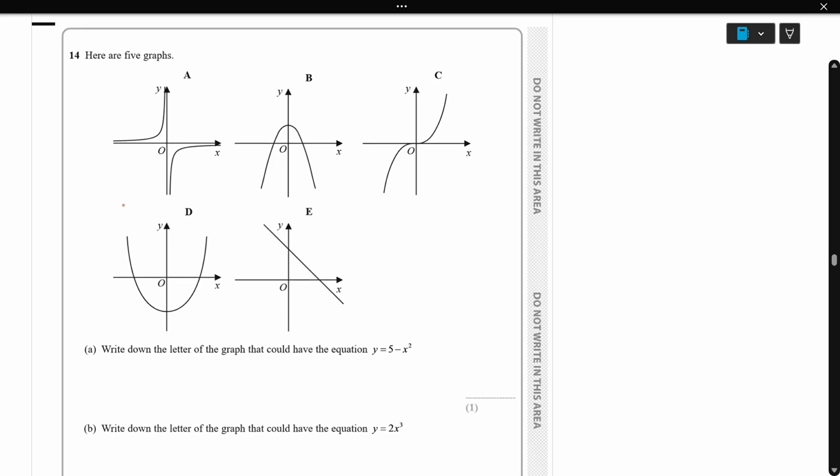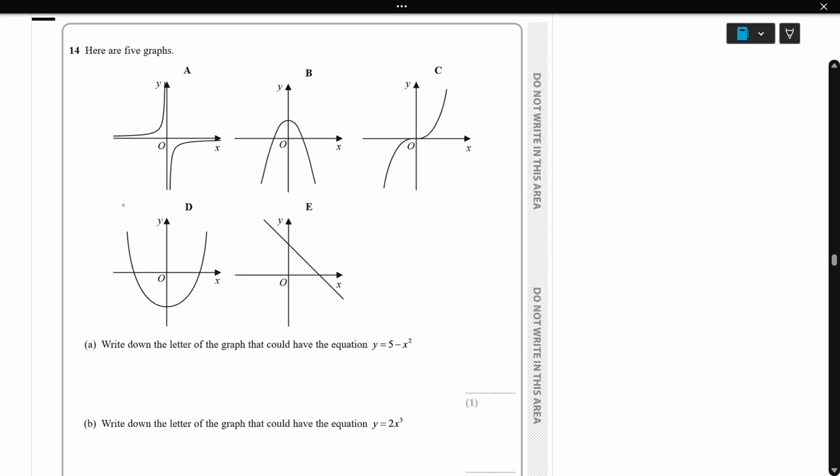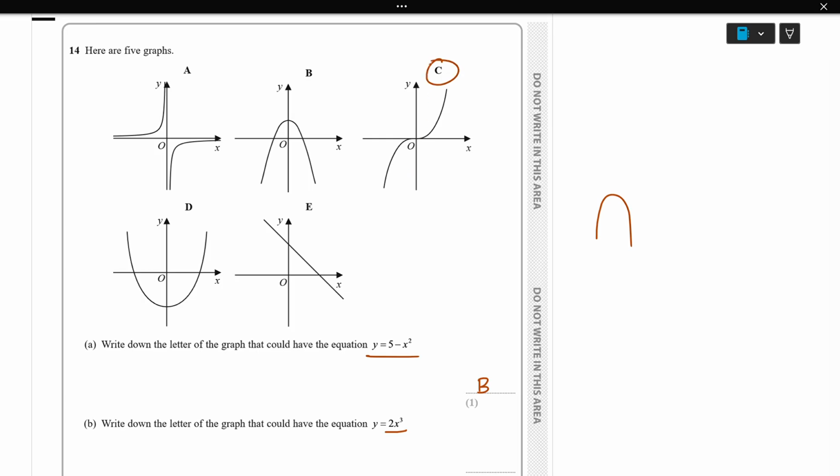Next one, question 14. Here are 5 graphs. Write down the letter of the graph that could have the equation 5 minus x². So it's a quadratic and negative. So the negative quadratic will be like this. So only one choice, that is B here. Next, 2x³ is a cubic graph. So the cubic graph is going to be here, C.